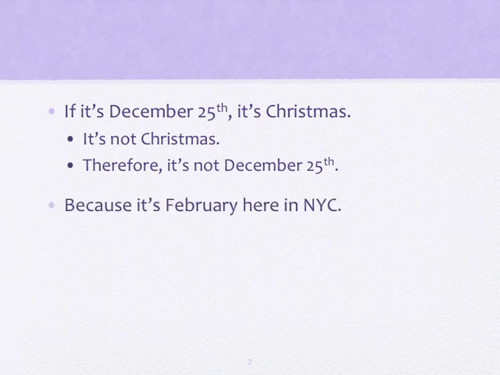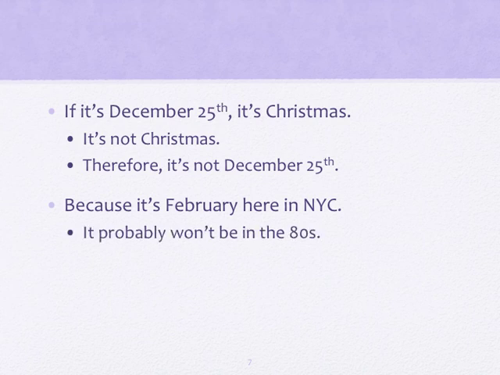Here's another one. Premise: it's February here in New York City. Conclusion: it probably won't be in the 80s. All right. Now, there are a lot of words that I've been using repeatedly, like thus, therefore, because, and these words indicate whether or not there's a premise or a conclusion present.